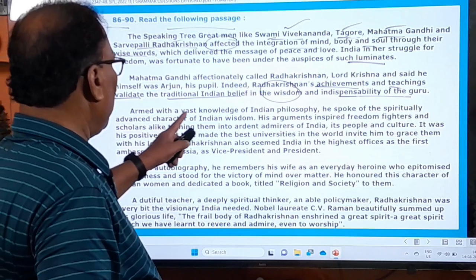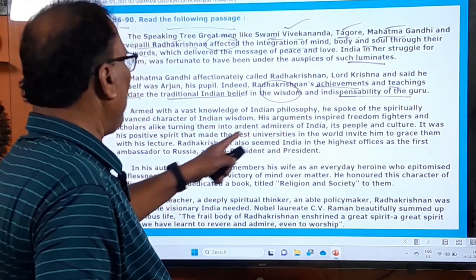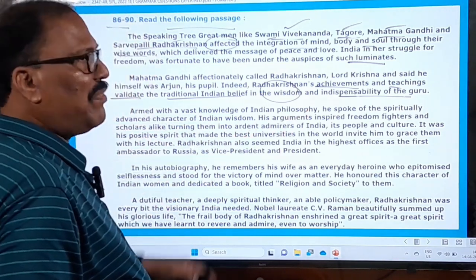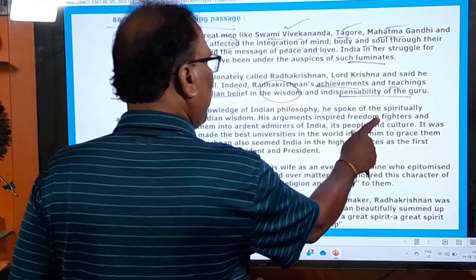Armed with a vast knowledge of Indian philosophy, he spoke of the spiritually advanced character of Indian wisdom. His arguments inspired freedom fighters.